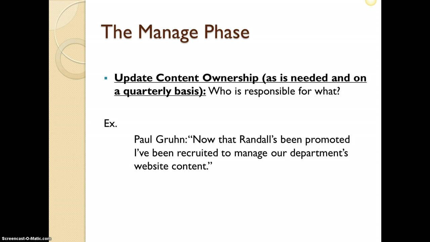The manage phase. Updating content ownership is vital. If content ownership is not updated at least on a quarterly basis, content governance will fall apart. There will be employees who left the organization and some who have changed positions, and as such, content ownership will need to be updated. Bottom line, there needs to be someone responsible for content, otherwise it may become outdated and useless to the user.